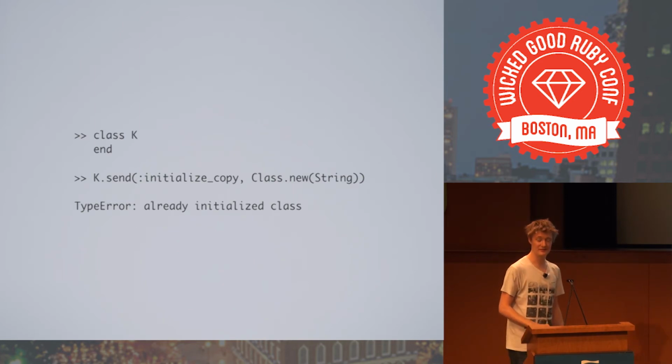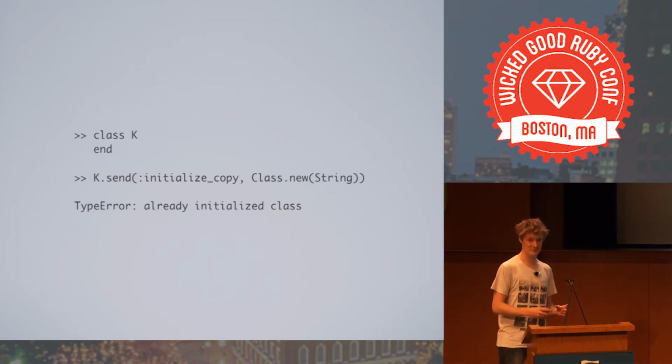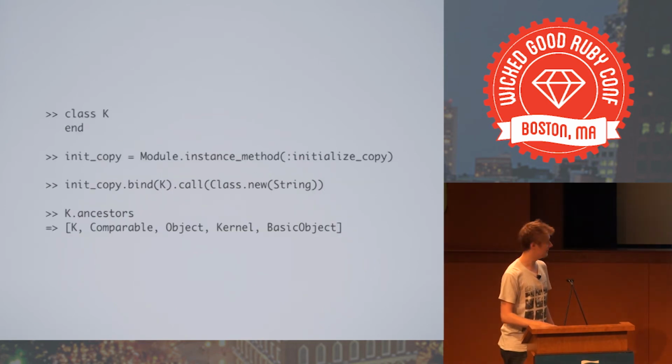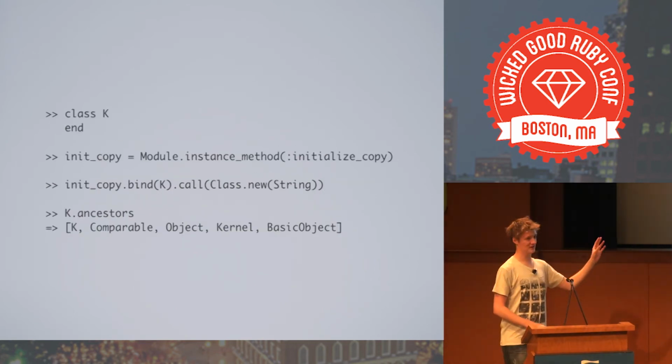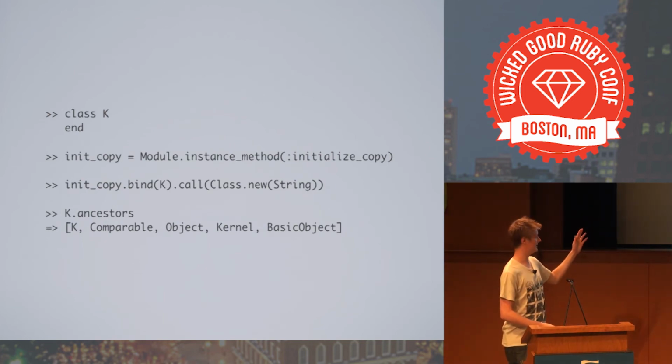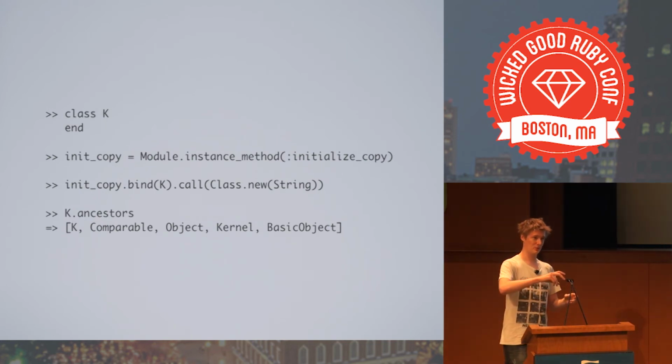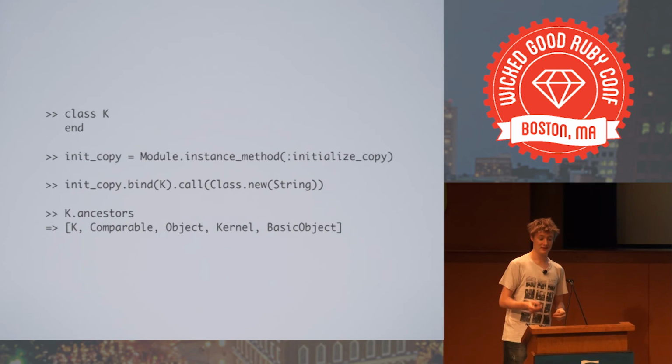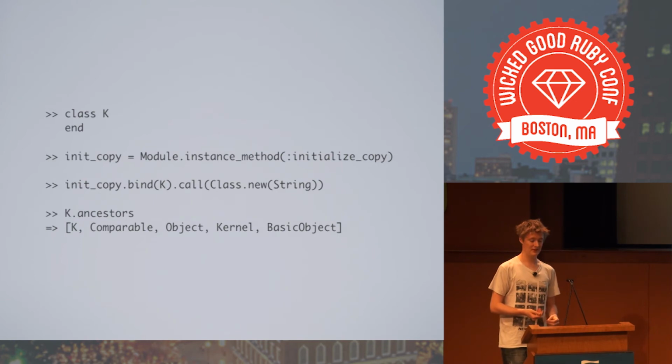But you may have noticed that all the type checks were done inside Class initialize_copy, and then it just forwards a call onto Module initialize_copy. So none of the type checks are actually performed in Module initialize_copy. We can actually abuse this, and take an unbound method of initialize_copy on Module, bind it to our K class, and then call it with a subclass of String, and that'll actually reinitialize an already initialized class. Before we did that, the class K was a subclass of Object. And now it's a subclass of String.